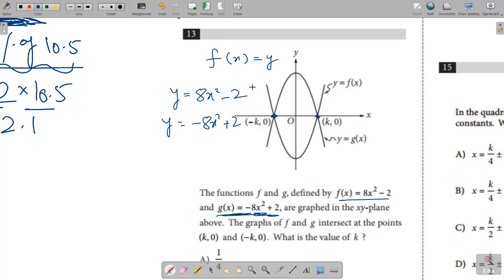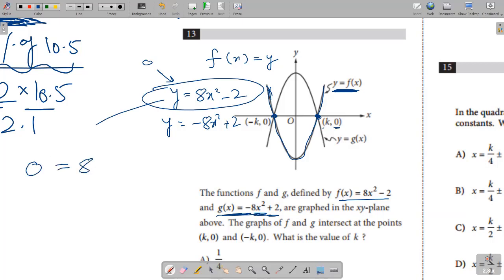Here, if you have y equals f of x, this parabola, which I can mark in blue, you need the points k, 0 and negative k, 0. So at that point, isn't y equal to 0? So can't we plug in the value of y as 0? Yes. So let's do that.